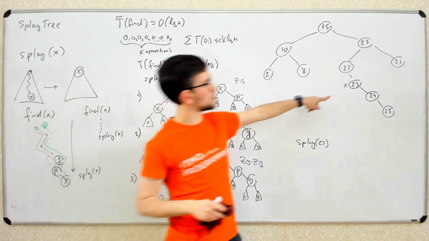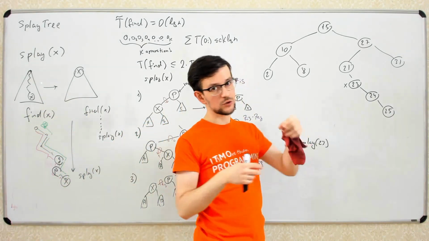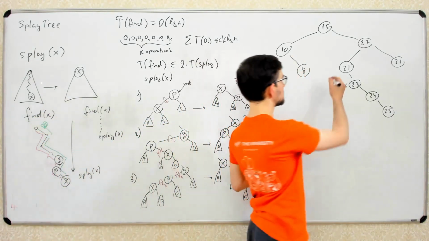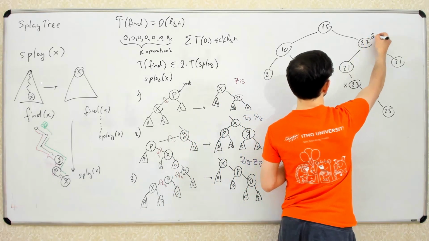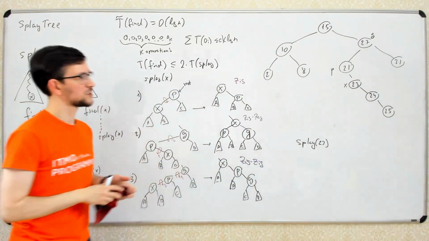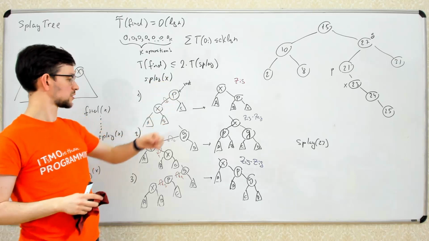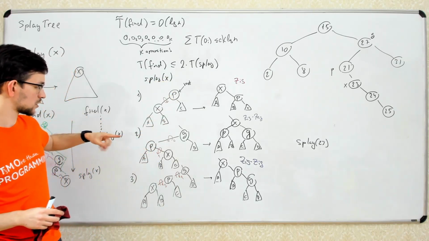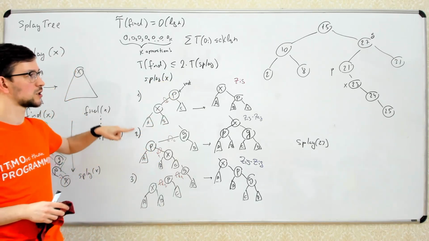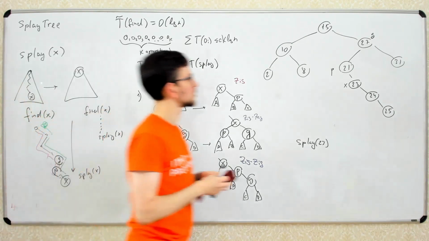Now again, you look at this node. Look at two parent nodes. So this is P, this is G. You see the direction of these edges is different. So you need to apply this zigzag operation. So you apply this zigzag operation.